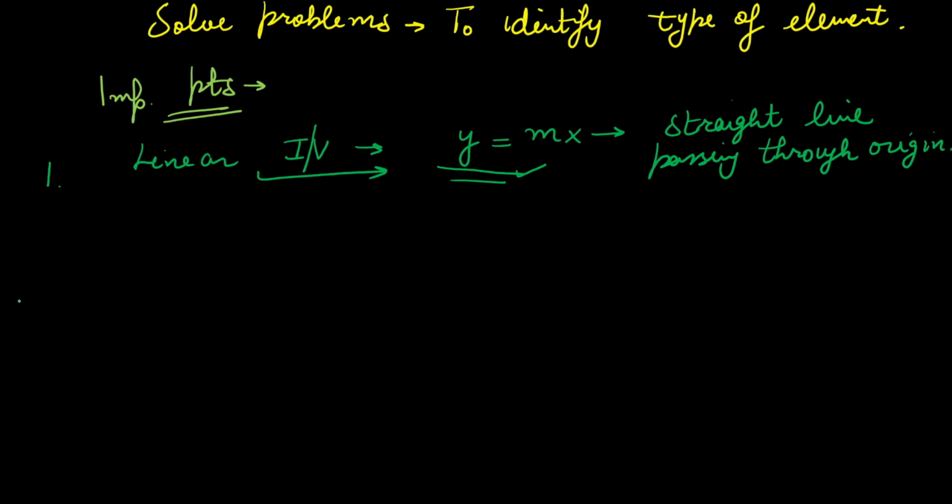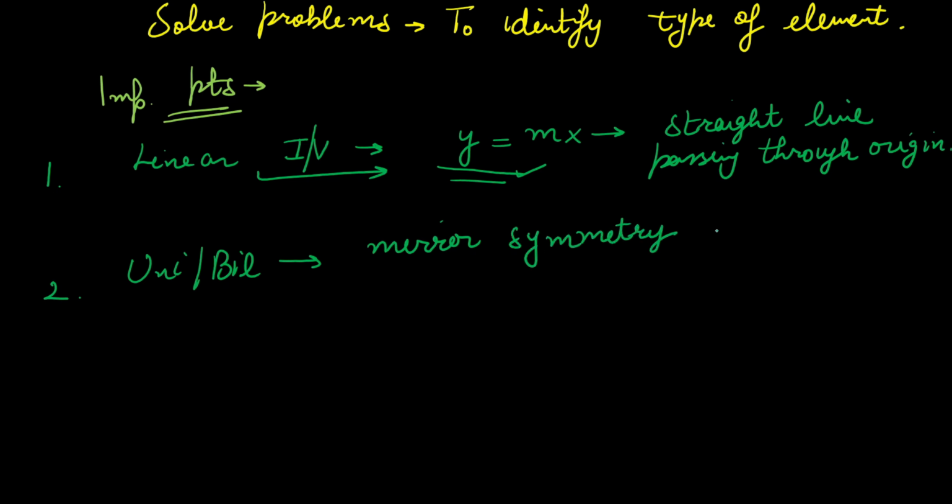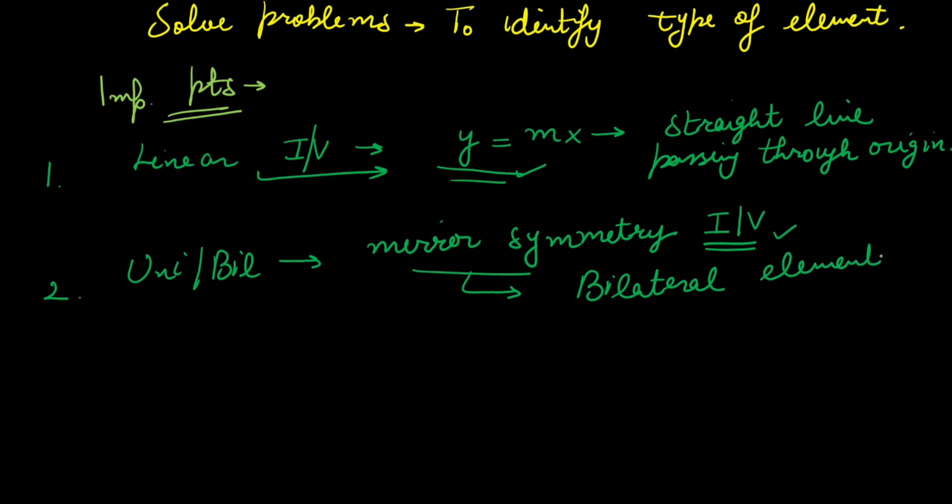The second one: in order to identify whether the element is unilateral or bilateral. If the element is following mirror symmetry, it means that the IV characteristic curve of the element is symmetrical on both the sides of the xy plane, then we can say that that particular element is a bilateral element. Otherwise, it is a unilateral element.